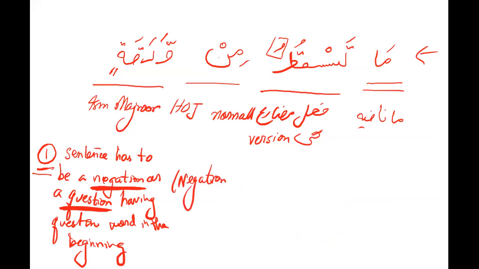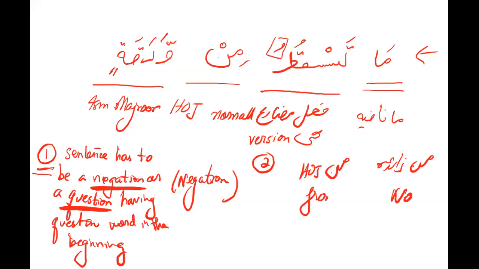So there is a possibility. Now the second step that we need to do in order to decide whether this min is min zaida or min harf of jar is that we will translate it in both ways. So min zaida will be "no," and min harf of jar will be "from." This is the meaning, right? Min, yes, means from. So ma tasqutu, it does not fall, min from waraqatin, a leaf.